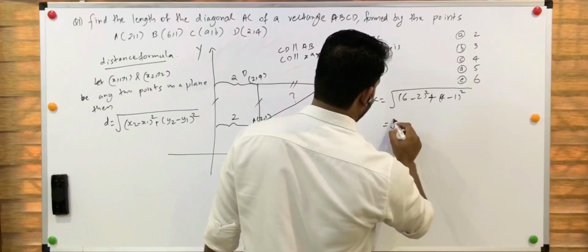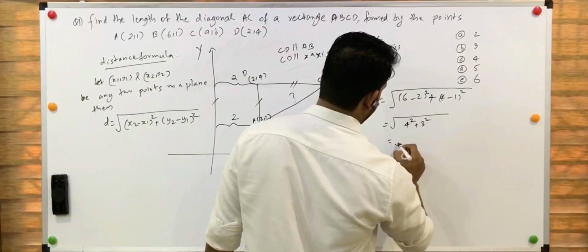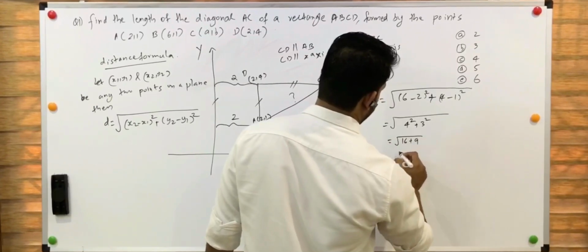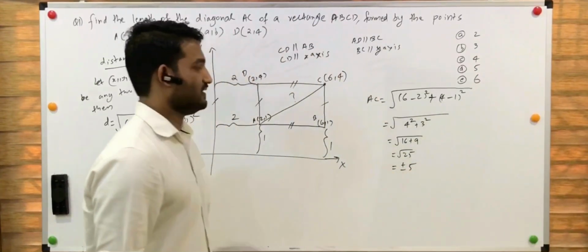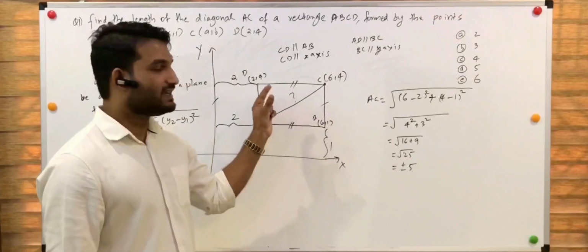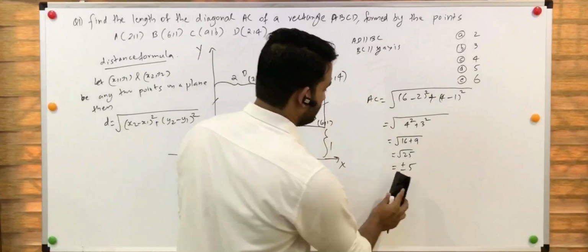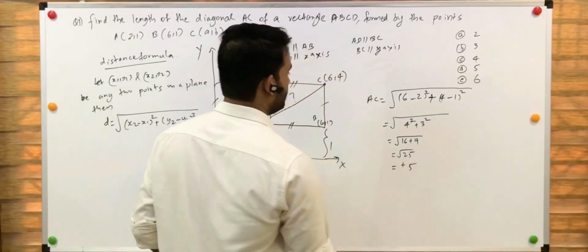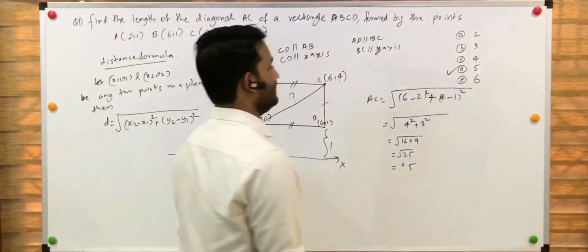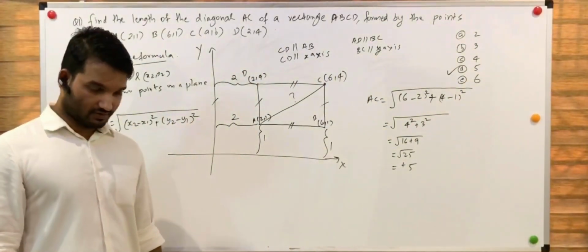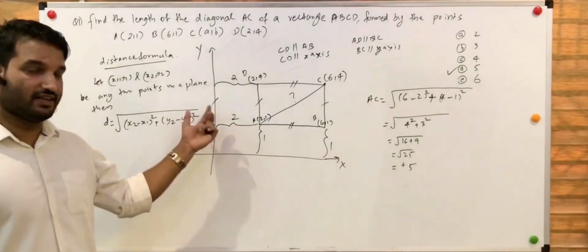Okay. Now (6 minus 2) whole square is 4 square, plus 3 square, that is equal to 16 plus 9, that is equal to 25, that is equal to plus or minus 5. Here, since the length is a positive quantity, we take only the positive value. We don't take the negative value. So here we got the final answer. So the right option is option D. Okay. I think it's clear to you.